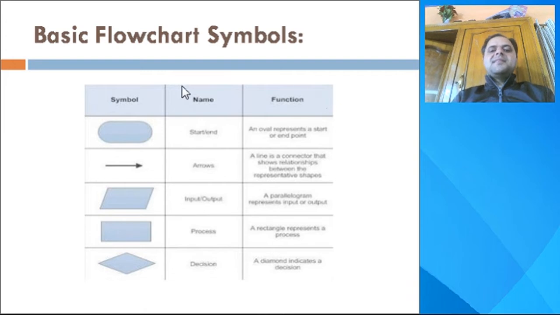Some basic symbols which we use in the flowchart are: this oval, which is for start and stop, or start and end. The arrow is the directed flow line. This parallelogram is for input output. Rectangle is for processing, and this is used for decision making. For example, if the condition is true, we will go this way, and if the condition is false, we will go this way. So we will discuss these symbols in detail.